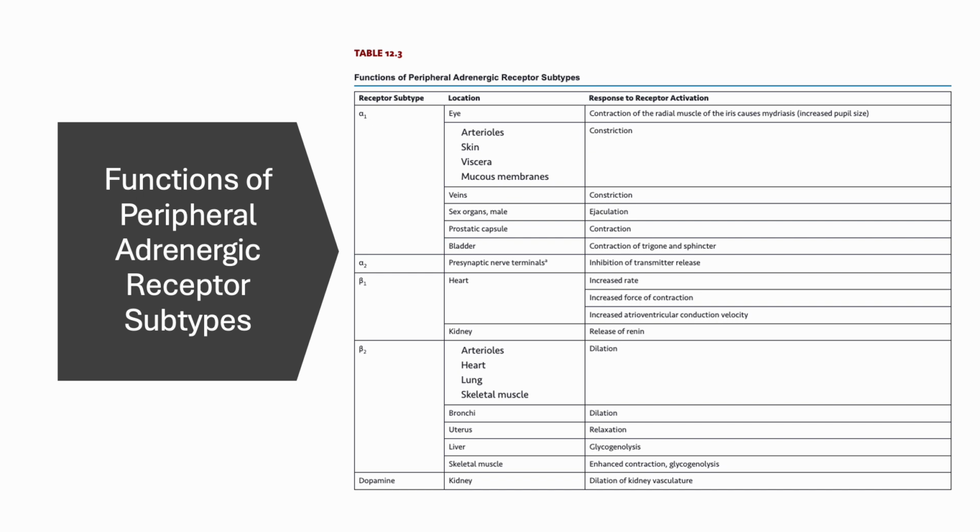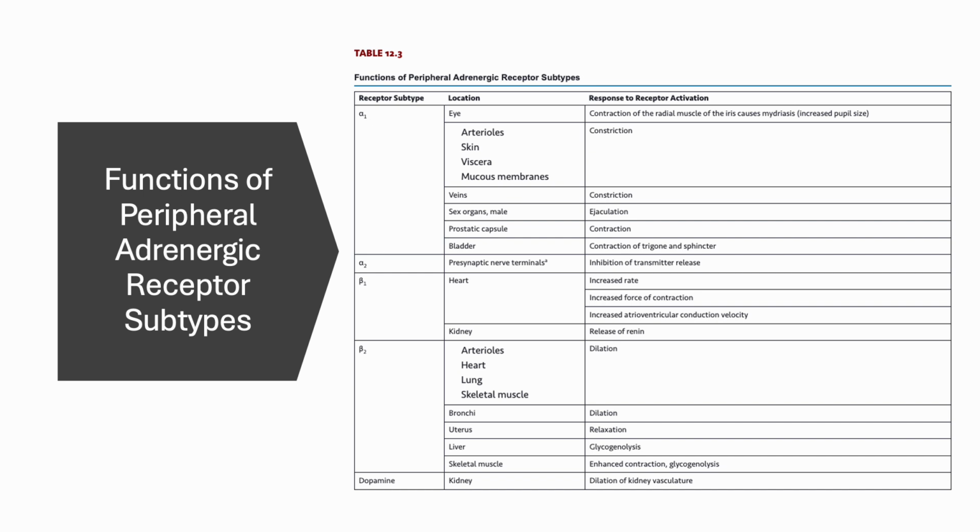Activation of beta 2 receptors in the liver and skeletal muscles will help with the promotion of glycogenolysis, as well as increasing blood levels of glucose. Remembering that glycogenolysis is the breakdown of glycogen into the byproduct of glucose. Additionally, the beta 2 receptors in the skeletal muscles will help to enhance contraction.